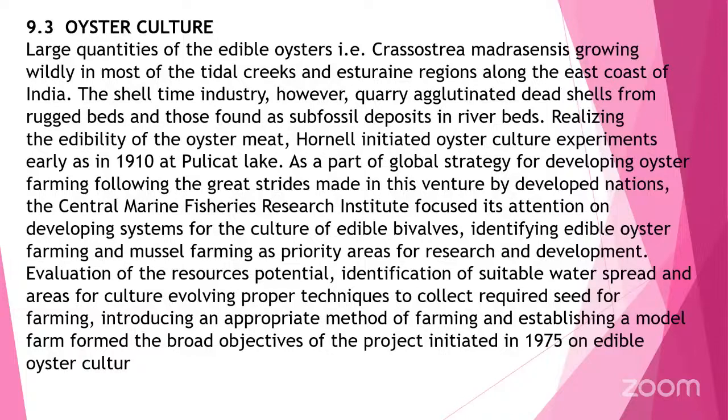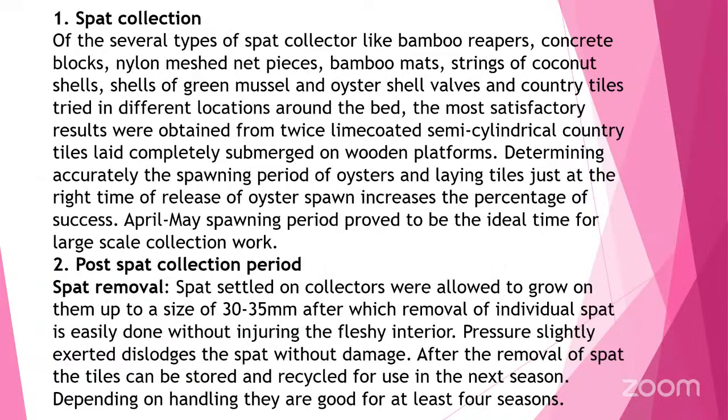Evaluation of the resource potential, identification of suitable water spread and areas for culture, evolving proper techniques to collect required seed for farming, introducing an appropriate method of farming, and establishing a model farm formed the broad objectives of the project initiated in 1975 on edible oyster culture. Now, this has various types.